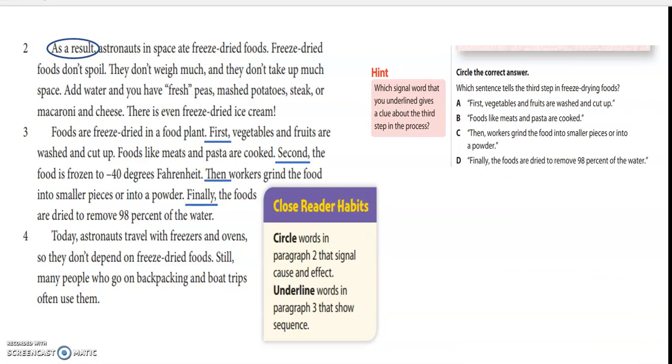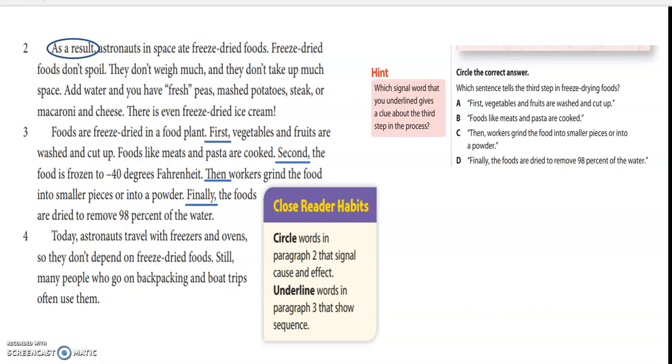Which sentence tells the third step in freeze-drying foods? Let's look at our hint. Which signal word that you underline gives a clue about the third step in the process? That's right, boys and girls. Then is a clue that lets us know that's the third thing. First, second, then, and finally.